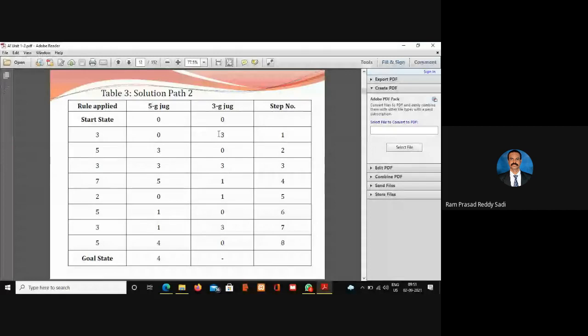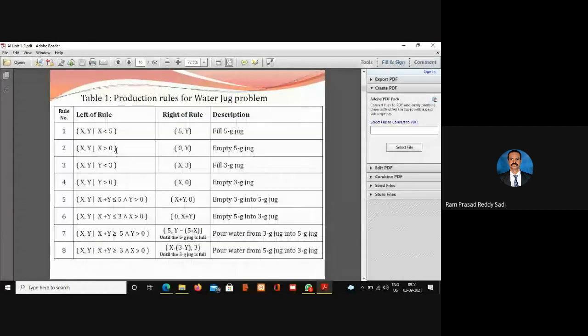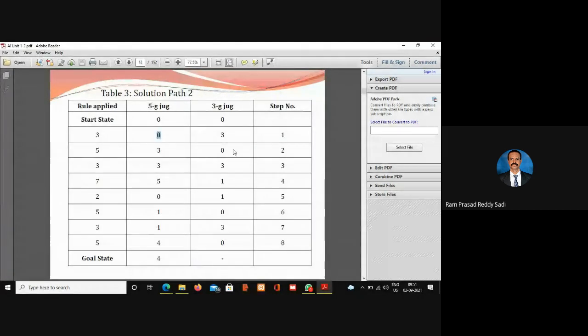So initially the 3 gallon jug will be filled up, and the first gallon jug is 0. Next, apply rule number 5. What is rule number 5? You have to pour that water into the 5 gallon jug. So what is going to happen? The 3 gallon jug will become empty, and the 3 gallons of water will be poured into this.